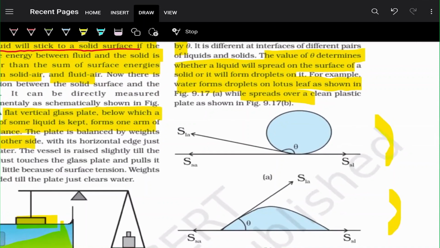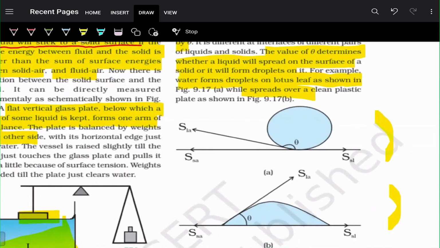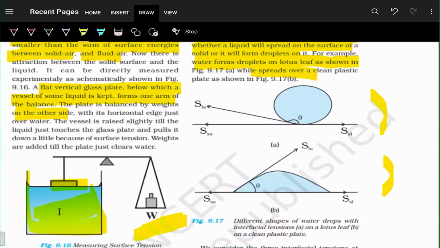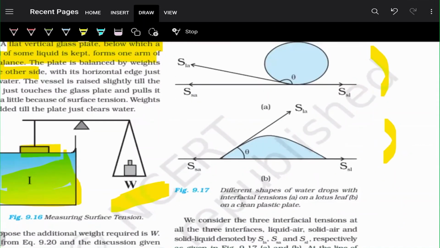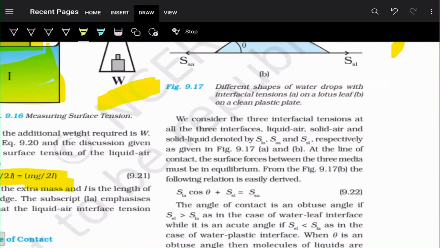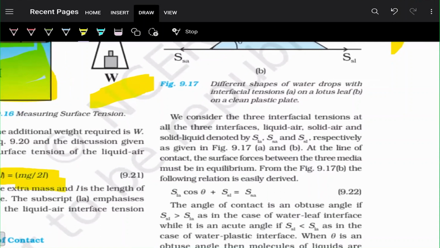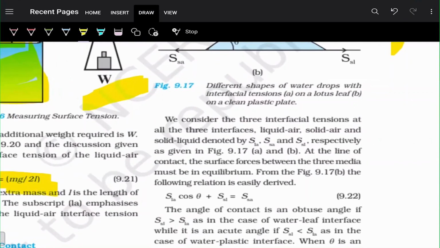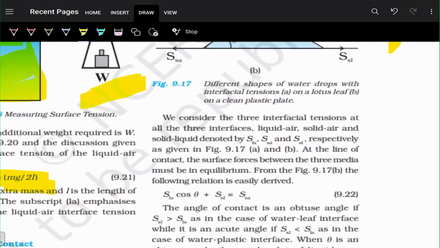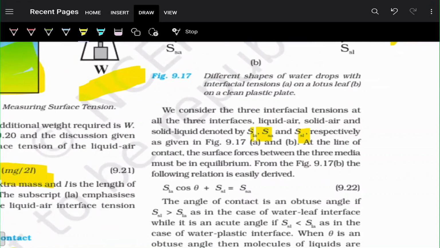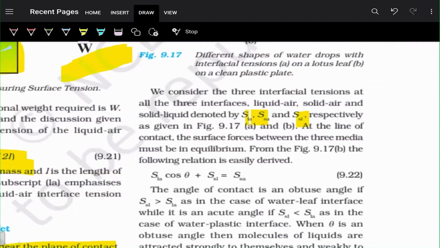That is all dependent upon angle of contact. Correct. We consider the three interfacial tensions at all the three interfaces. Liquid air, solid air, and solid liquid denoted by S_LA, S_SA, and S_SL respectively. Correct. At the line of contact, the surface forces between three media must be in equilibrium.